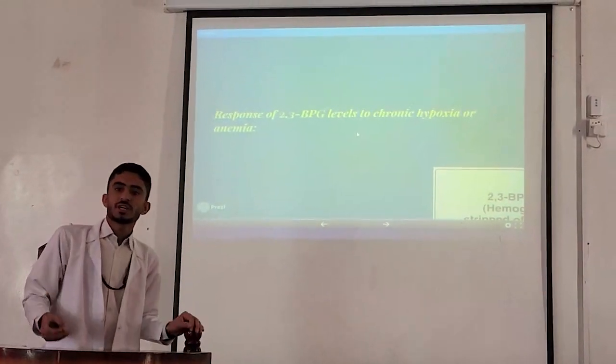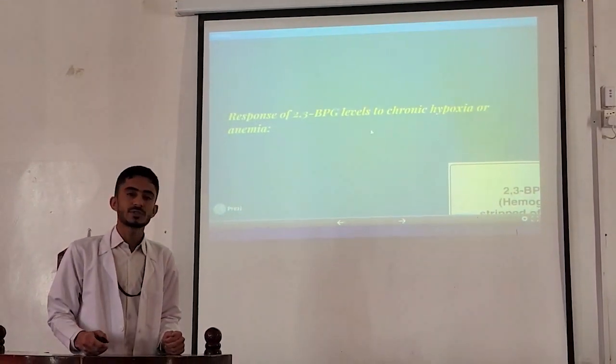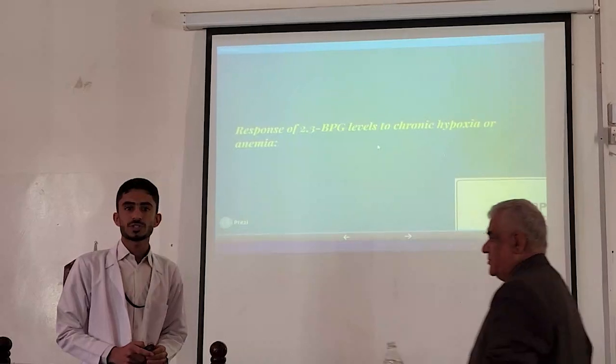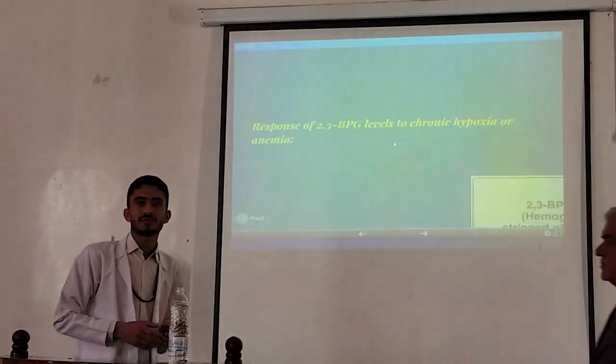And when there are lesser amounts of 2,3-BPG, carbon dioxide or H ions, there are a lot of amounts of oxygen that are bound to hemoglobin.